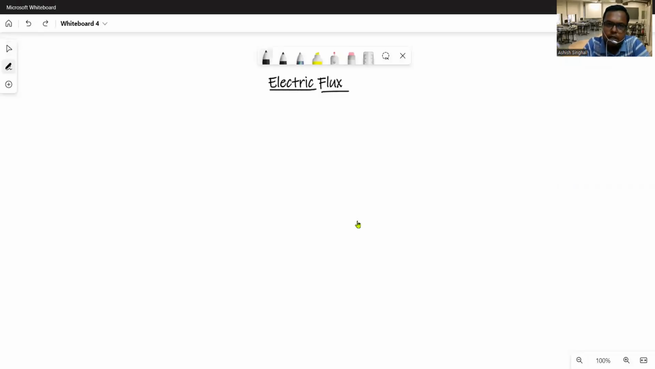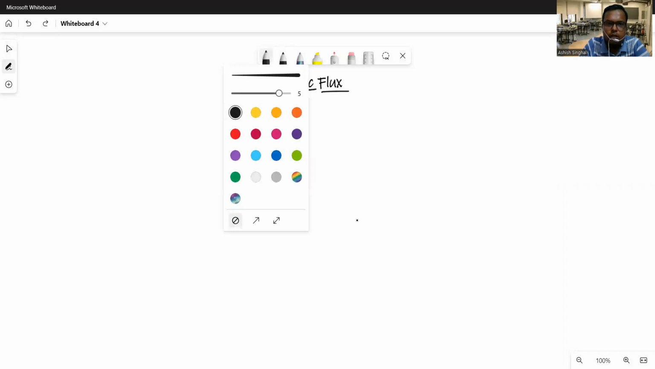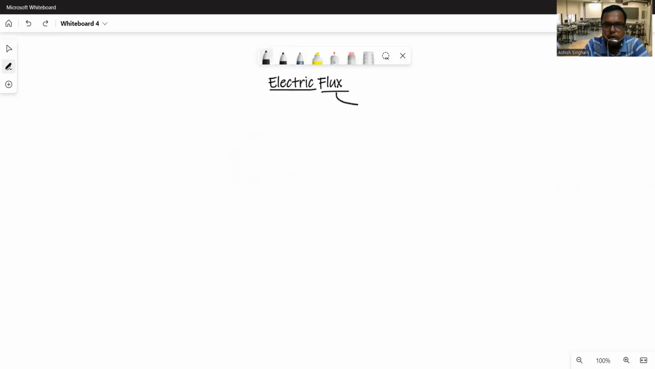So we are going to understand electric flux now. So let us try to understand this word. Flux means related to flow, and electric here indicates electric field. So we are trying to somehow measure the quantity of field lines, or the number of field lines, that are crossing some given area.